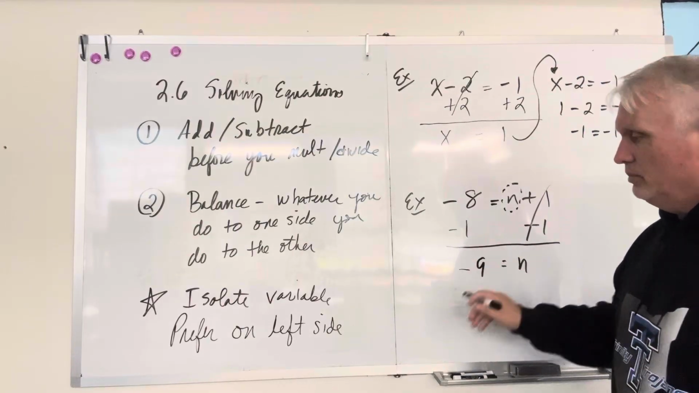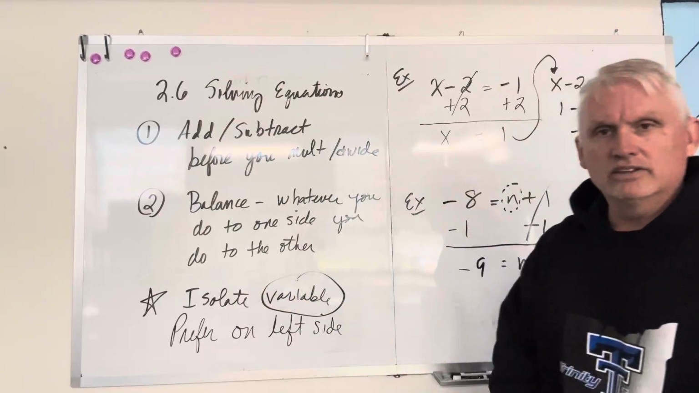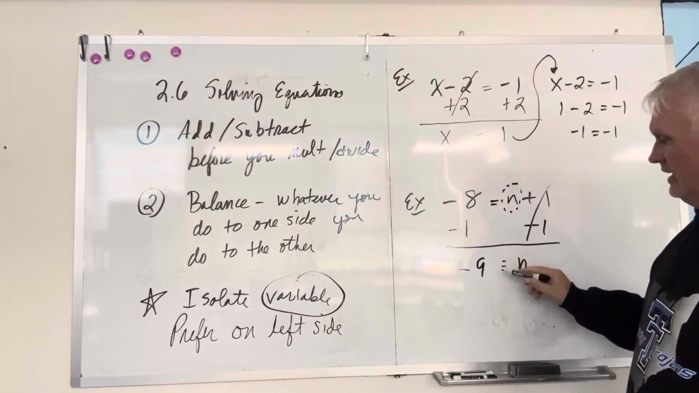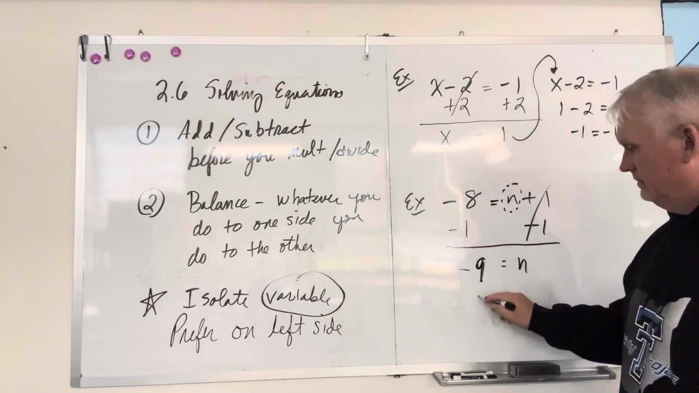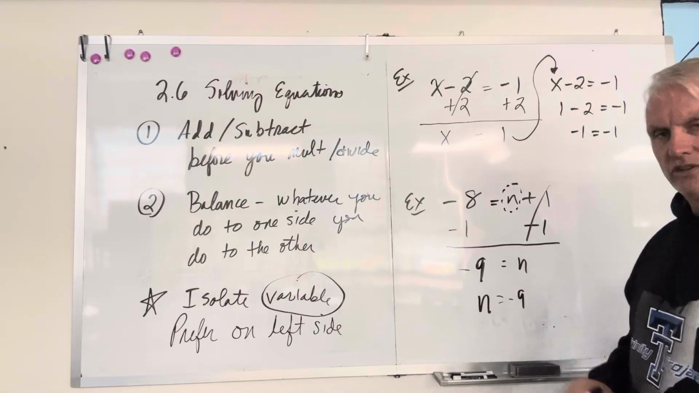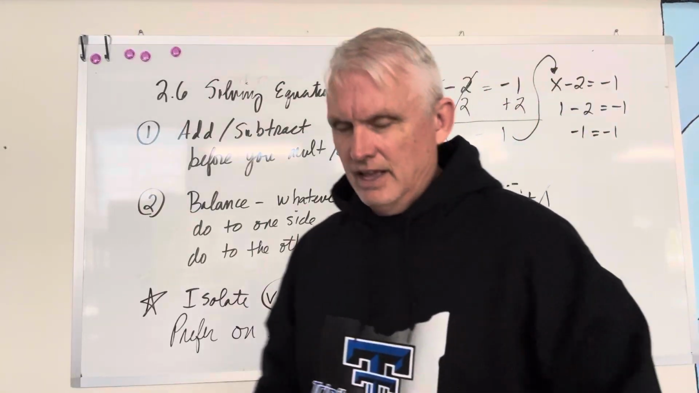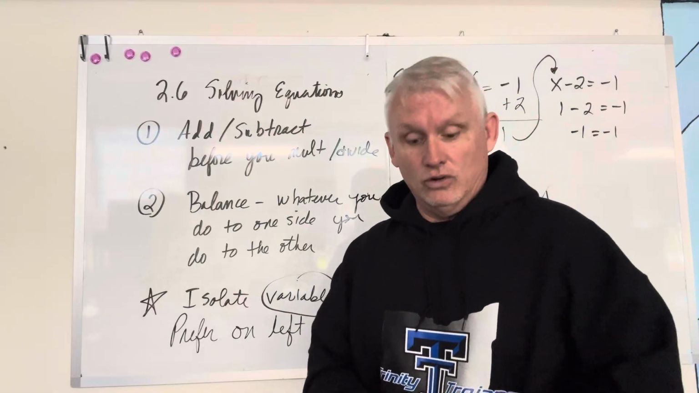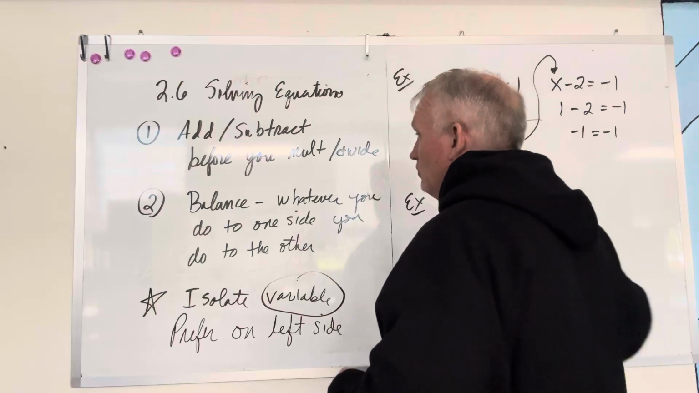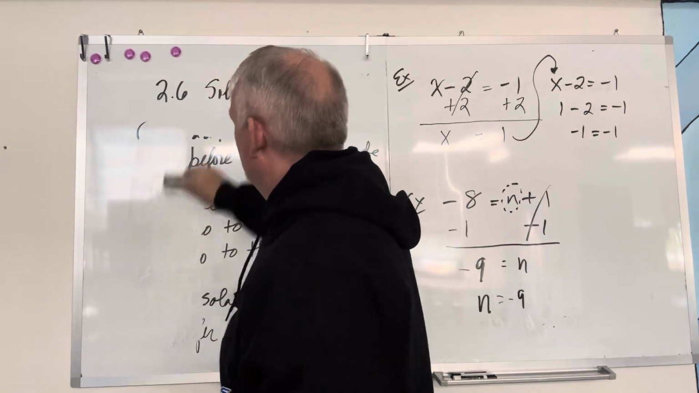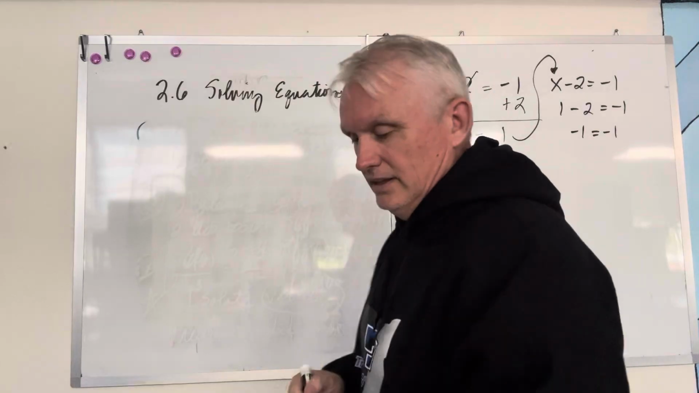Answer's -9. Now remember, I want the variable on the left-hand side. Now notice, that's a 9 and that's an n. Just flip them. N equals -9. I just reverse the order. That's the preferred method. That's what I want. Let's talk a couple of the multiplying or dividing things. Let's talk a couple of those and then we will be done. Because then we'll talk a lot more about these equations.